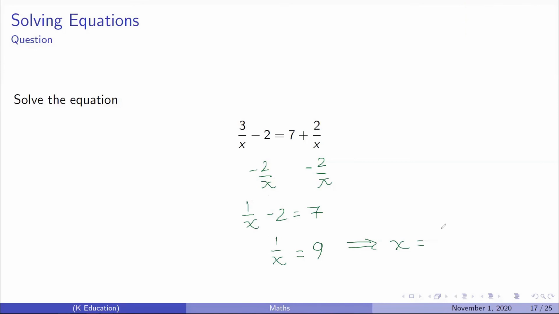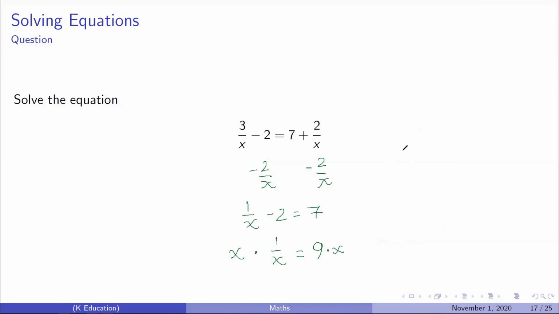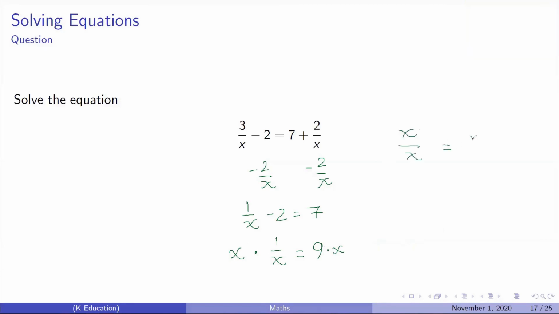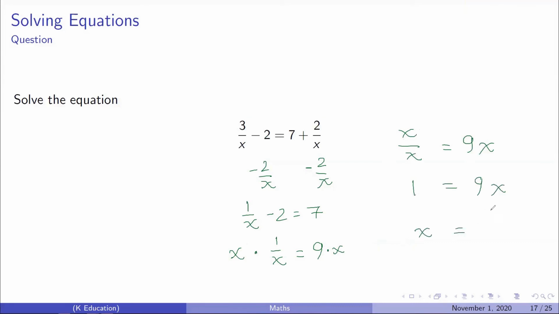I'm not sure. So this fraction is annoying, right? Let's get rid of that by multiplying by x both sides. What do I get on the left and on the right? You'll get x over x equals 9x. X over x is what number? 1. Yep, and 9x. So 1 is equal to 9x, right? So x equals 1/9. Yeah, good.